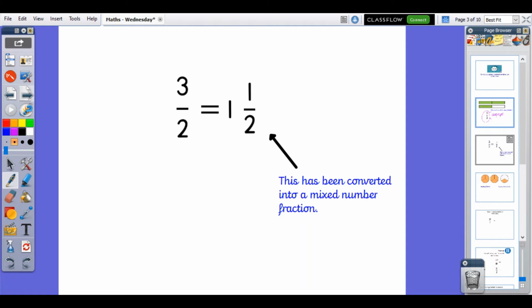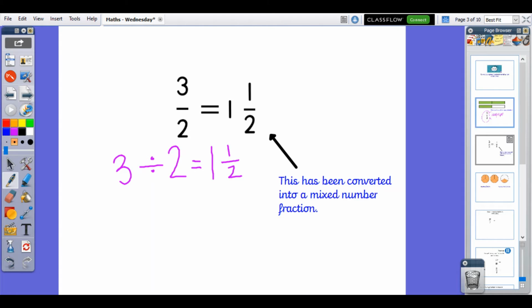So how have we managed to get to that number? I'm going to show you how to do that. We've taken 3 and we've divided it by 2. I know that if I did that, I would get 1. So there's one group of 2 in my 3, and I would have 1 left over, which would be a half, because I'm working in halves. So I would have 1 and 1/2.